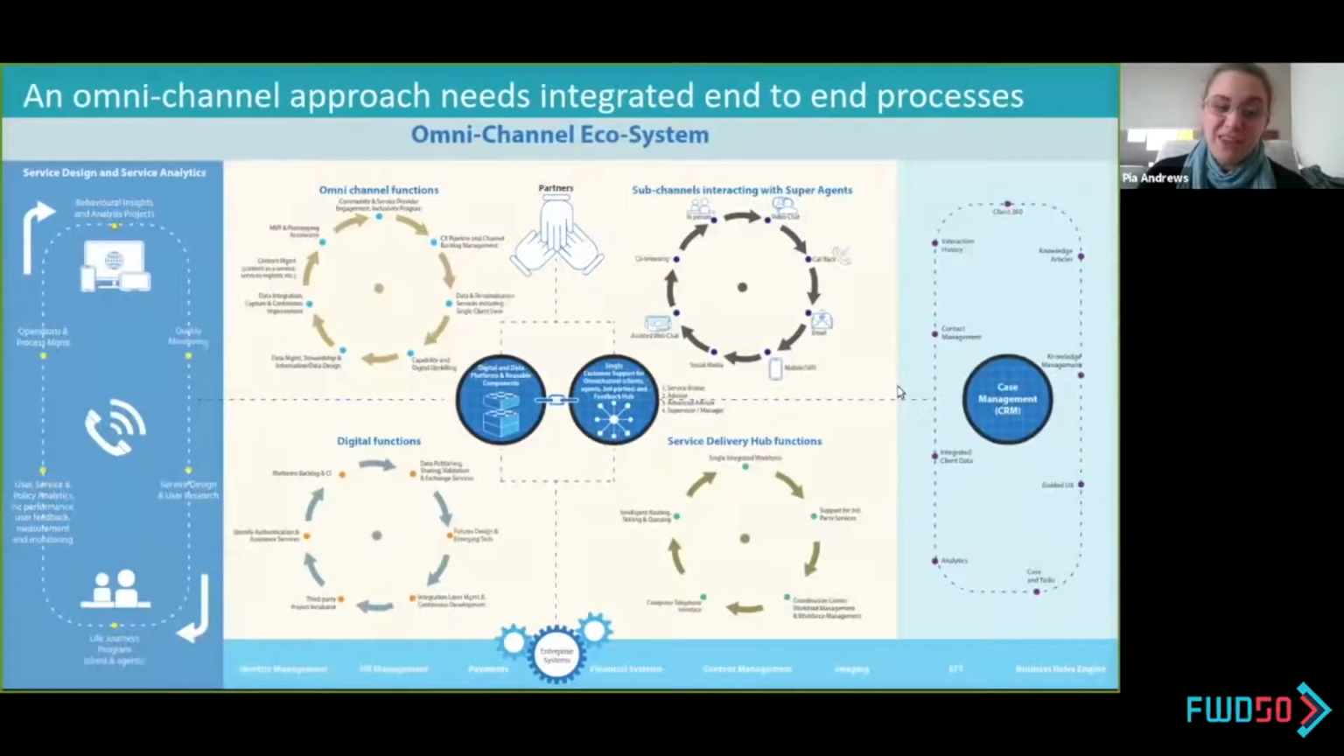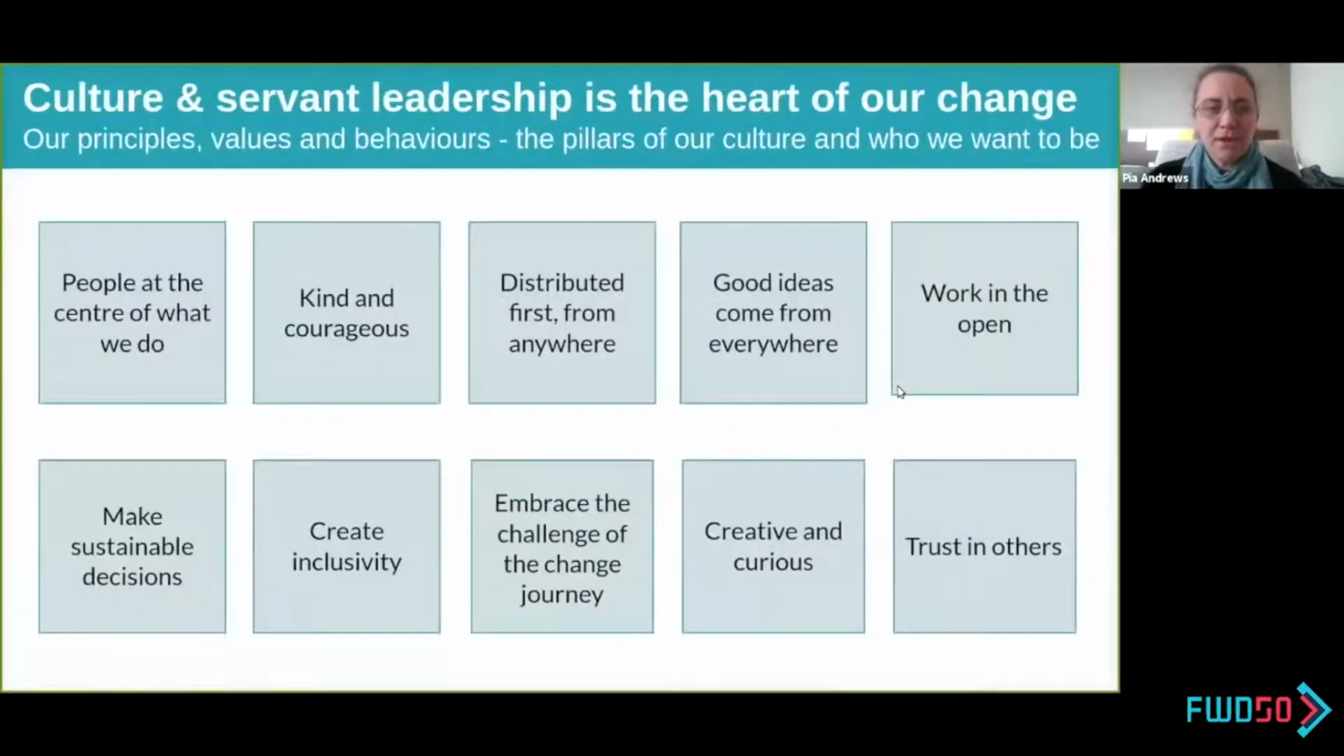We do have a lot of thinking that's gone into some of this, and looking at the omni-channel approach and how you get an integrated end-to-end approach from your service design and analytics on the far left through what functions should be omni-channel, what functions are specific to digital or non-digital, and all the different ways that a person could interact with us. And of course, to ensure that there is cohesive and consistent case management that sits below across all of it.